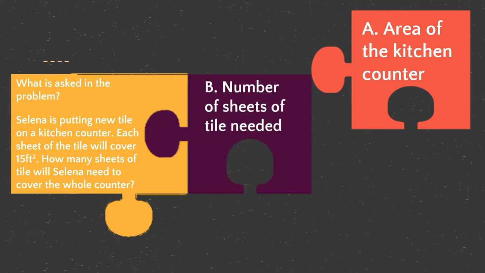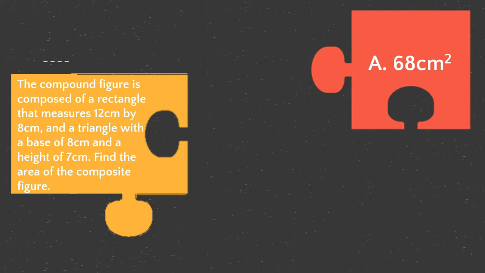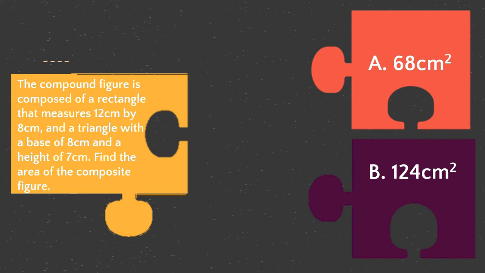The answer is letter B, the number of sheets of tile needed. The compound figure is composed of a rectangle that measures 12 centimeters by 8 centimeters and a triangle with a base of 8 centimeters and a height of 7 centimeters. Find the area of the composite figure. Is it letter A, 68 square centimeters? Letter B, 124 square centimeters.